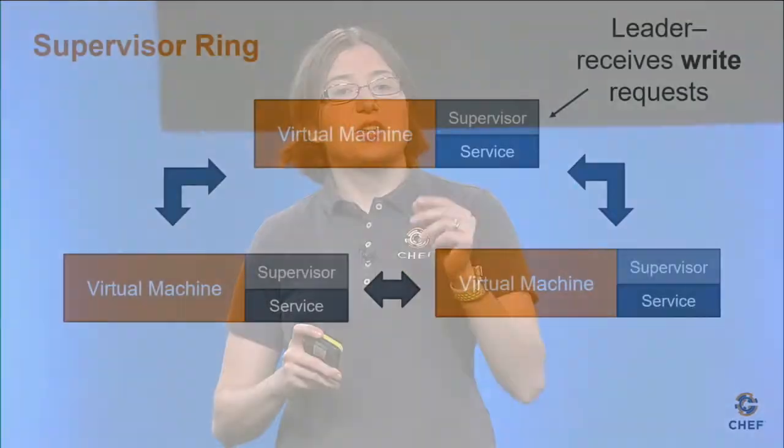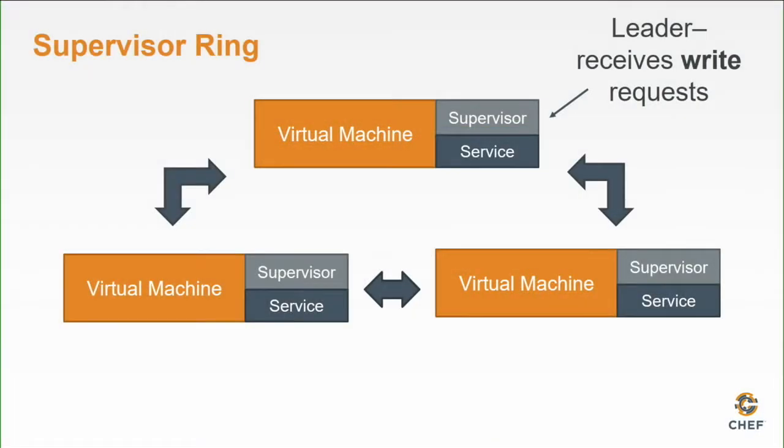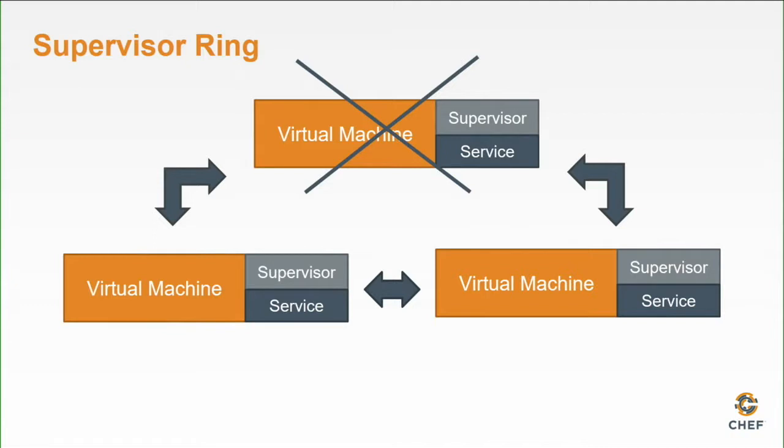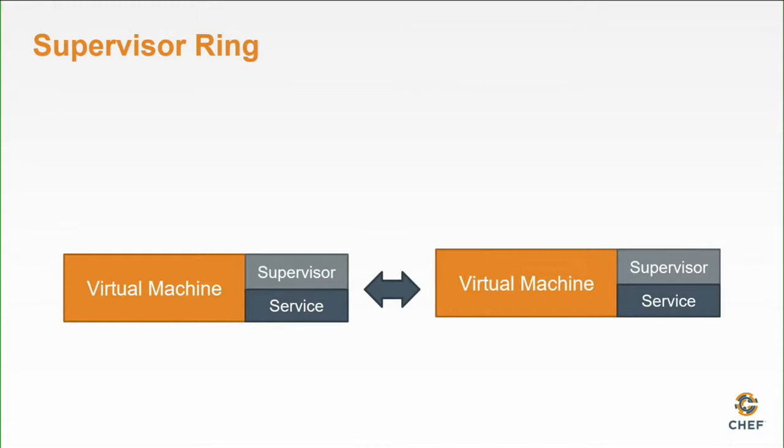So when we run that election algorithm, let's say it decides this one at the top is the leader. That means it's going to receive all the write requests that come with that MySQL cluster. And that means these two at the bottom are designated as followers, and they'll receive the read requests that come into that cluster. Now let's say that something bad happens and that leader goes offline. Because they're in that supervisor ring, the other two are going to realize they cannot connect to the leader, and they're going to go ahead and take it out of that ring.